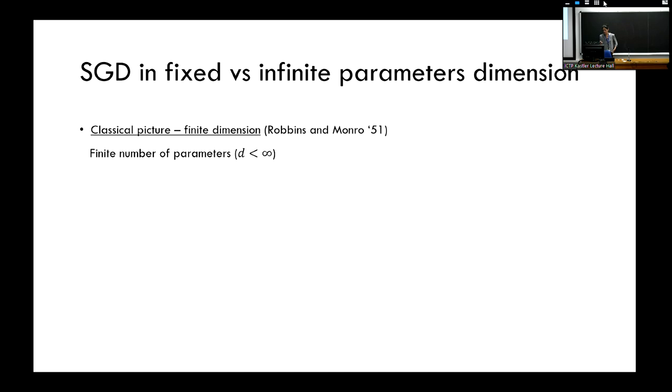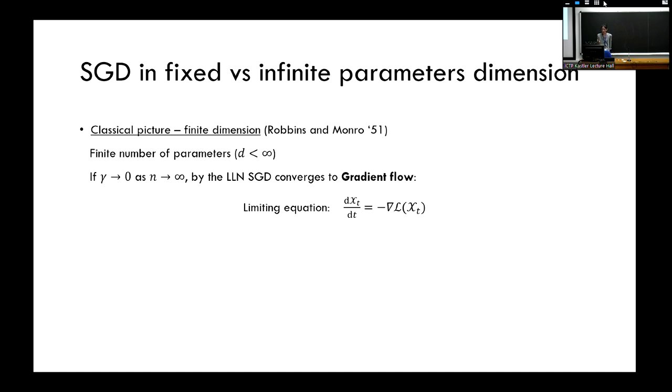Maybe one thing to say about SGD with fixed dimension compared to infinite parameters. The theory for SGD is quite old. It goes back to the 50s. For finite dimension, we understand almost most of the things. It is well known that if you take the learning rate to zero, then you have a law of large numbers and you converge essentially to gradient flow, which is great because that means that when you do the minimization, you are converging to the true population error.